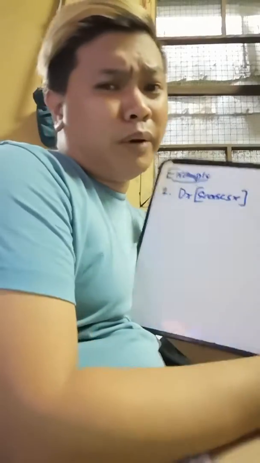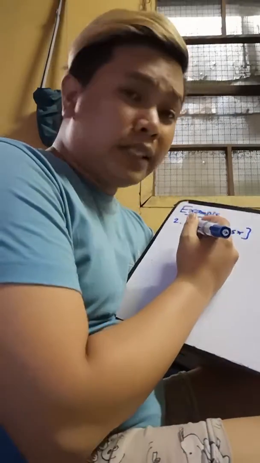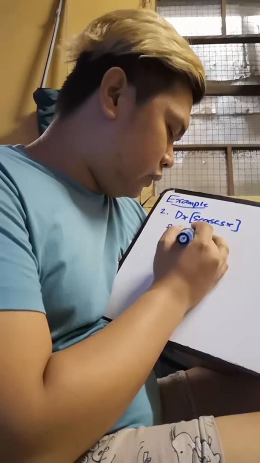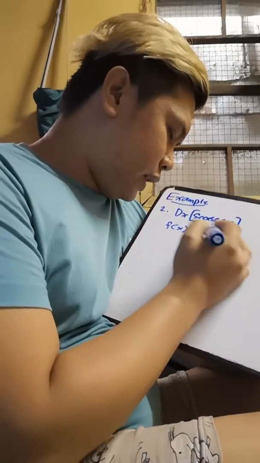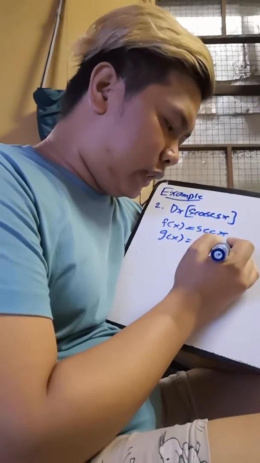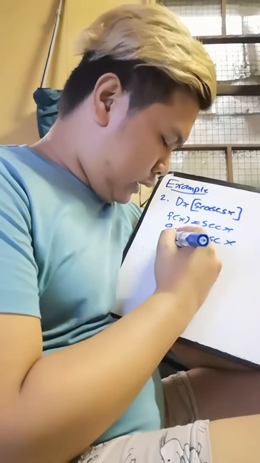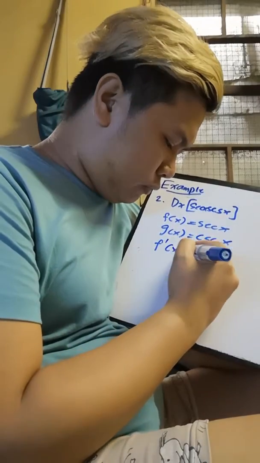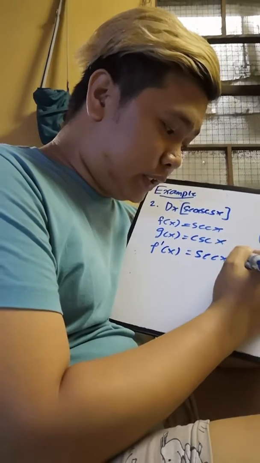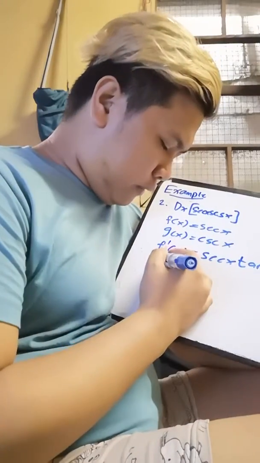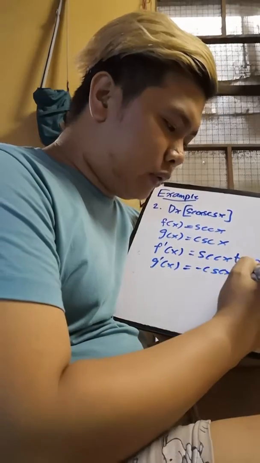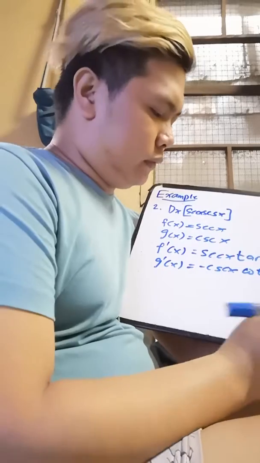Sa mga hindi pa sanay doon sa product rule, pwede nyo namang i-assign to para mas madali. So, let me assign secant x to be f of x, tapos yung g of x ko naman ay cosecant x. Then, kunin ko yung derivative ng f and g. Ang derivative ng secant x ay secant x tangent x. Then, ang derivative ng g ay negative cosecant x cotangent x.